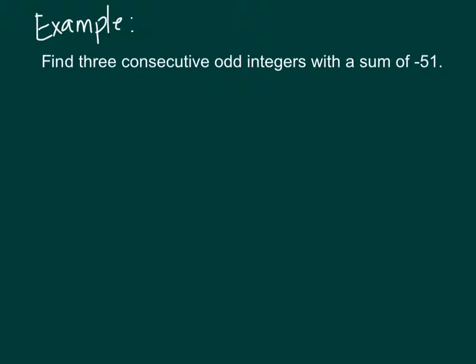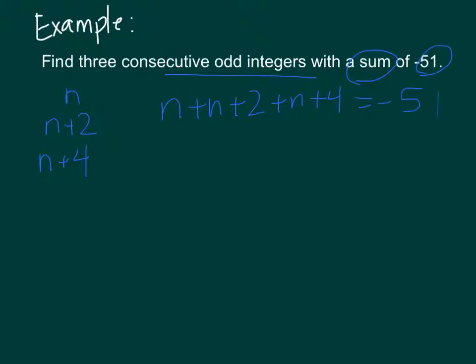Let's use this for a problem that says find 3 consecutive odd integers with a sum of 51. So my first odd integer is going to be n, the next one is going to be n plus 2, and the next one's going to be n plus 4. So 3 consecutive odd integers with a sum, so I'm going to add them together, n plus n plus 2 plus n plus 4, and that needs to equal negative 51.